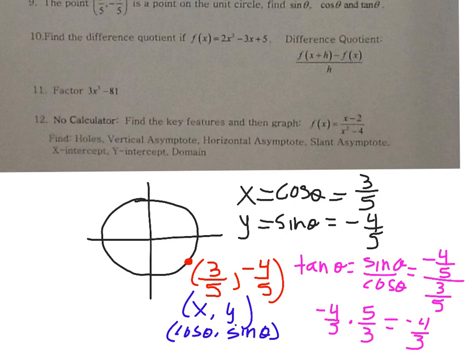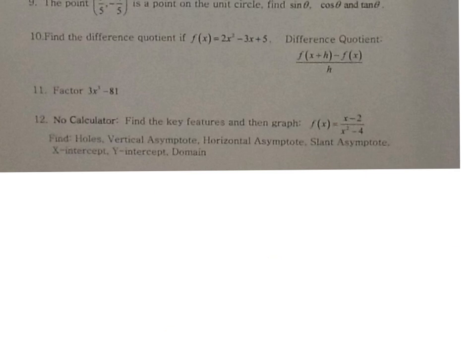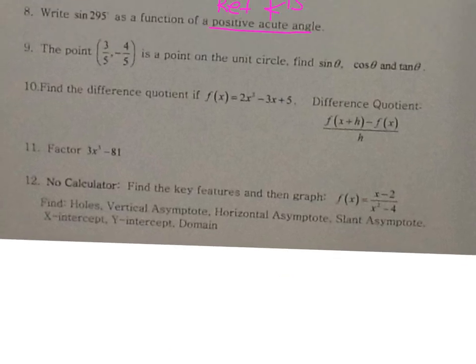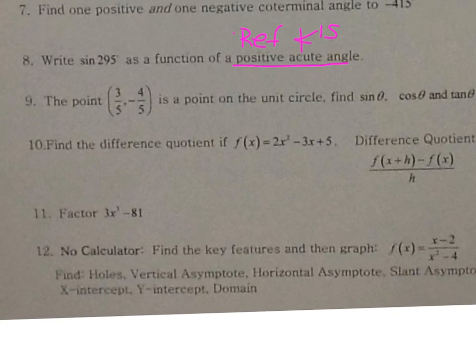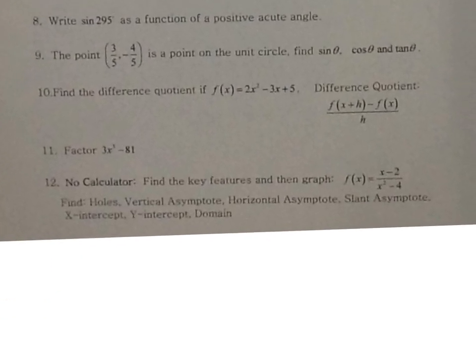So remember, that's only true when your point is on the unit circle, where x is cosine and y is sine. All right, so number 10, it says, find the difference quotient. So here's the formula for the difference quotient, and I'm using f of x equals 2x squared minus 3x plus 5.